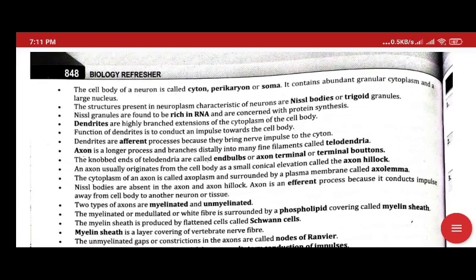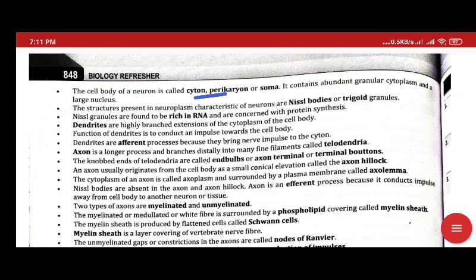Now the cell body is called cyton, also known as soma. This is where cytoplasm with nucleus occurs. We have here in the cyton the Nissl bodies or granules, rich in RNA, for protein synthesis. Now dendrites are branched extensions of cytoplasm.